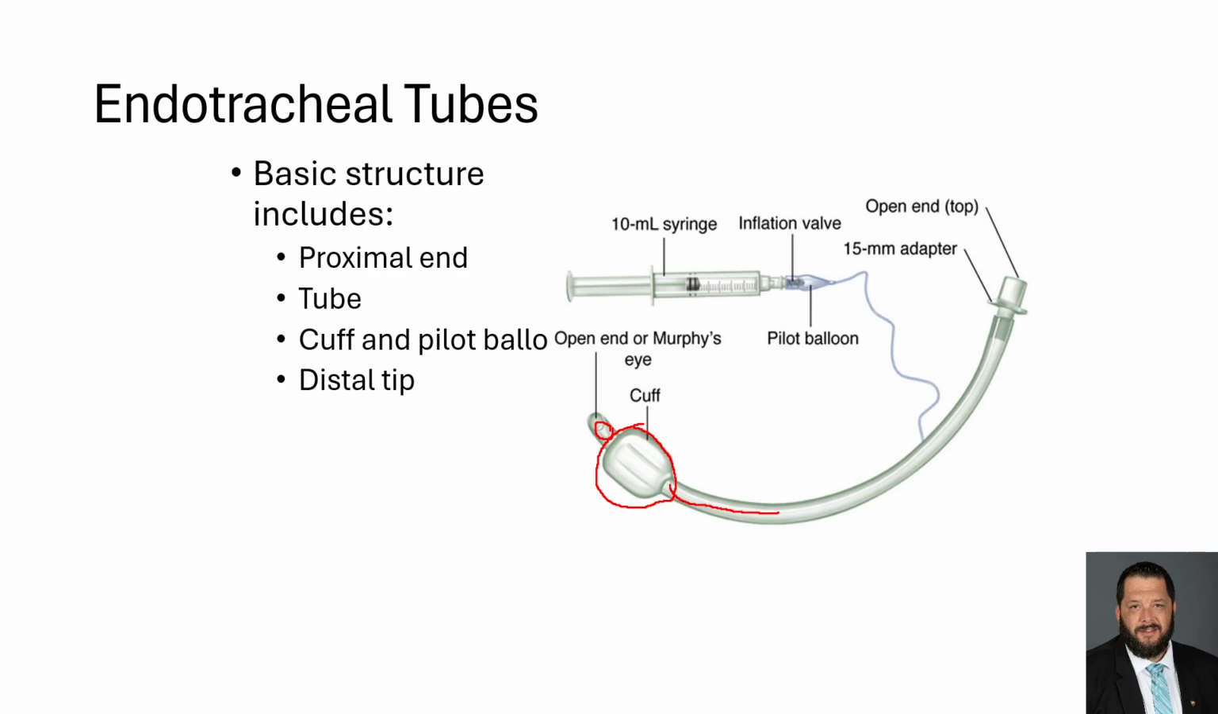And the tube extends upward to a plastic cap with a 15 millimeter adapter. This 15 millimeter adapter will connect to your bag valve mask to be able to ventilate the patient appropriately. Off to the side of the tube, there is a tube that runs to the pilot balloon that can be inflated and has an inspection valve or a small balloon there that you can use to determine the tension in your cuff, and it's typically inflated with a 10 milliliter syringe.